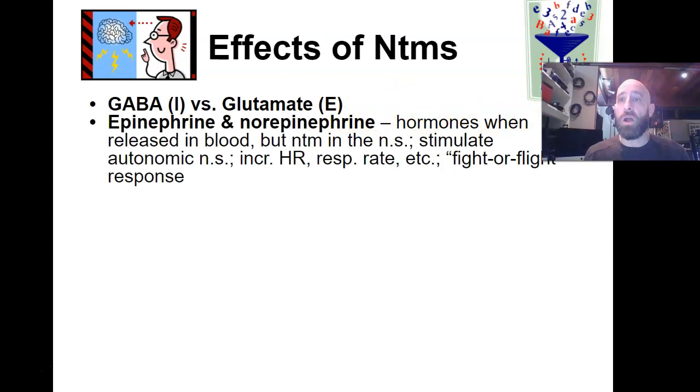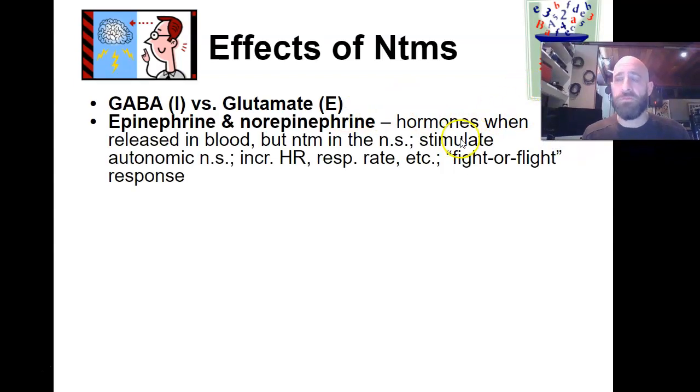The next ones are epinephrine and norepinephrine. They're essentially the same molecule, two different forms of the same molecule. They do the same thing. They're hormones when they're released in your blood. They're actually released by your adrenal glands. These are more commonly known as adrenaline. Epinephrine is adrenaline. It's the same thing. So if you've heard of adrenaline before, you know what it does, and that's exactly what it does here. But in the brain, it's a neurotransmitter.